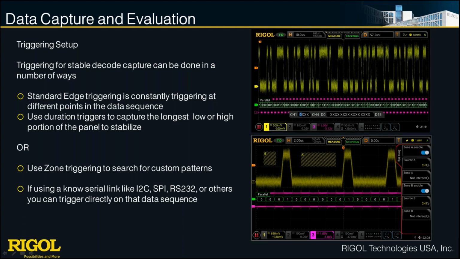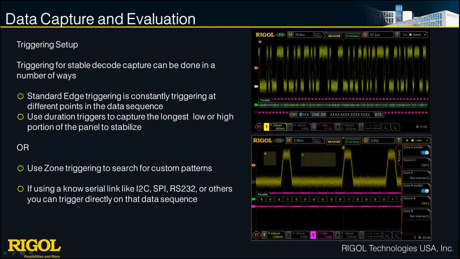Obviously, if you're using a known serial link like I2C, SPI, or RS-232, you can always trigger directly on that data sequence too. These instruments have a lot of advanced trigger capabilities for particular serial buses, but with just a single bit sequence, use the different toolkits like duration and zone triggering to really maximize your efficiency there. So now we're stably set up. We've got a stable trigger point, and we're set up to capture the data we need.